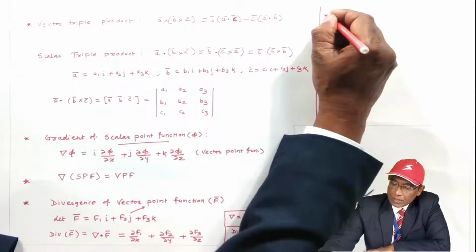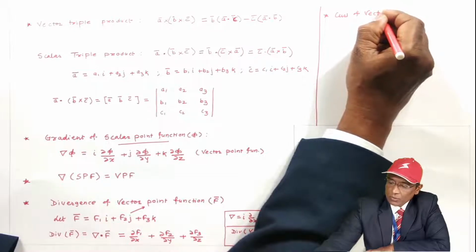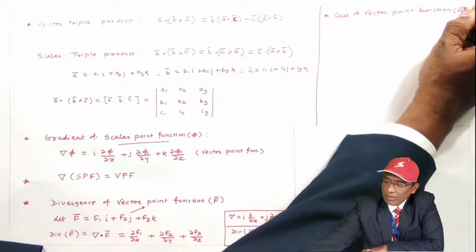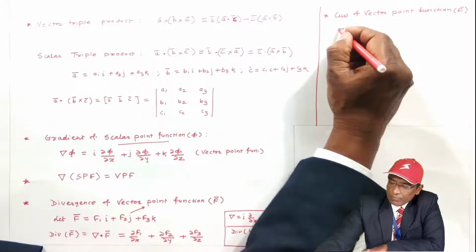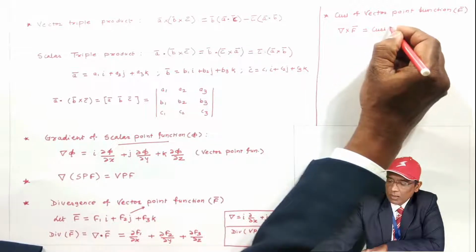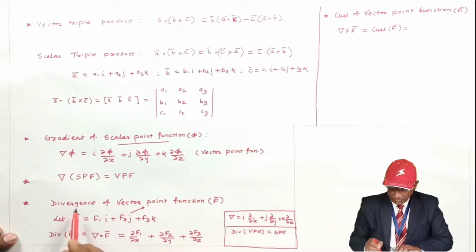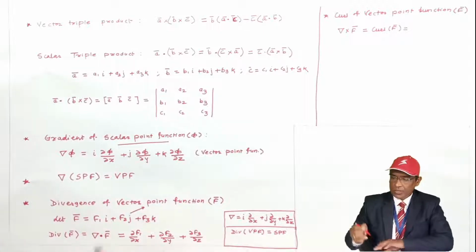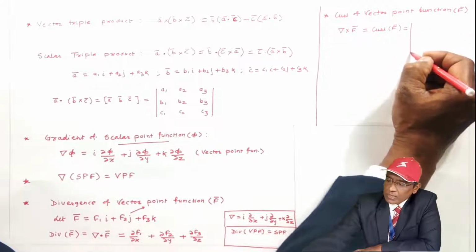The next operator is the curl operator. Curl of a vector point function. Curl is always taken over a vector point function. Now the vector point function I am denoting by f bar, and f bar is f1 i, f2 j, f3 k. Del cross f bar is curl of f bar. Del cross is curl, del dot is divergence, and simply del is gradient. Gradient, divergence and curl.